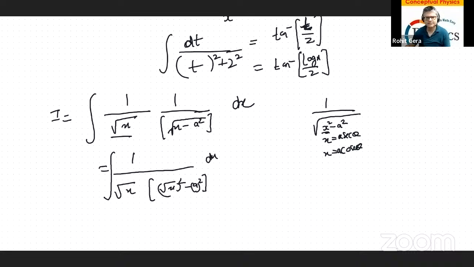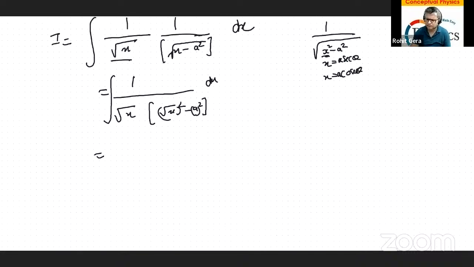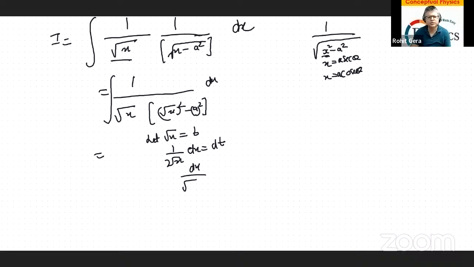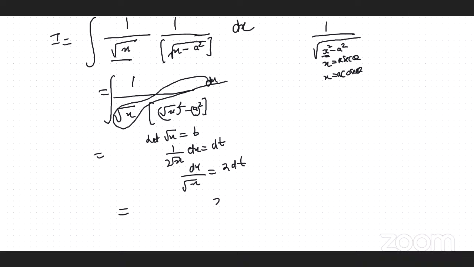Let under root x be equal to t. So 1 by 2 under root x dx is equal to dt. So dx upon under root x is equal to 2 dt. So this is gone, right? This is like adjusted. 2 dt.